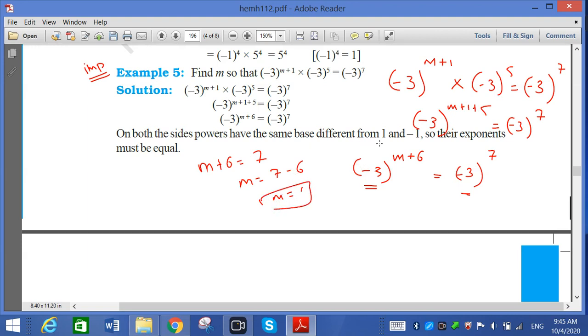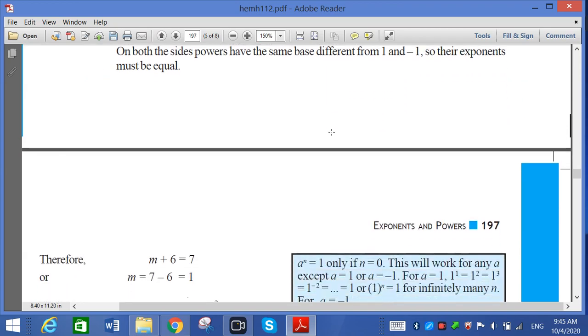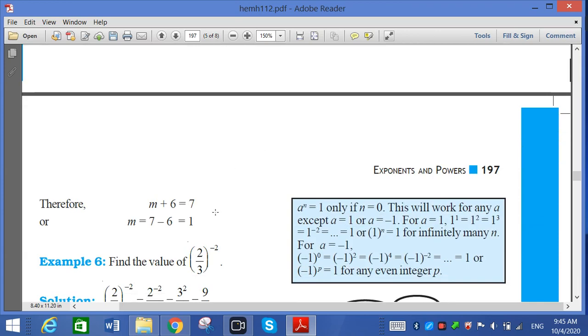So the exponents must be equal. So we have to put here 1, not minus 1. What do I have to put? 1. We can get the correct answer. So the answer is we have got 1.